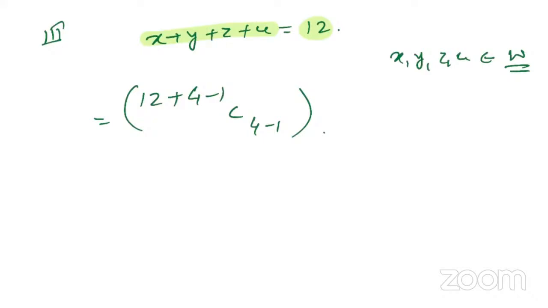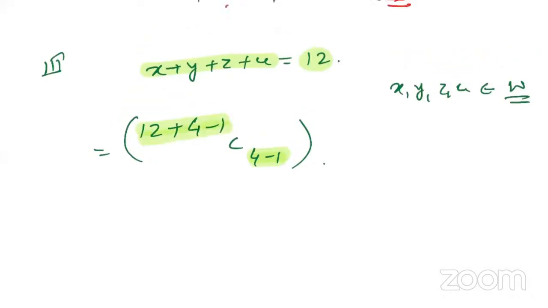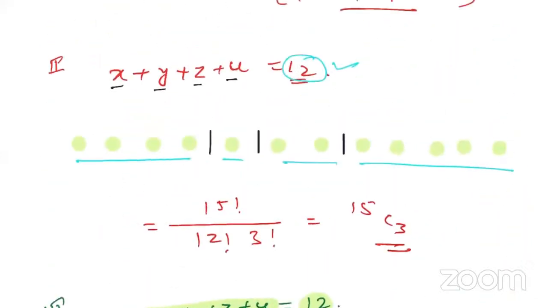Right, I guess all the methods are clear. The third is where you have to directly write down the answer. So this is 12 plus 4 minus 1, C 4 minus 1. This is the separation method.